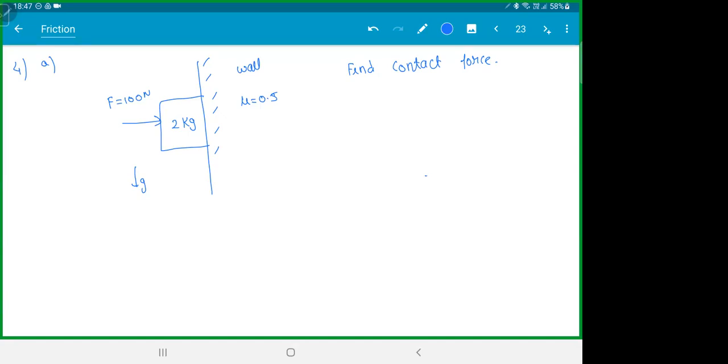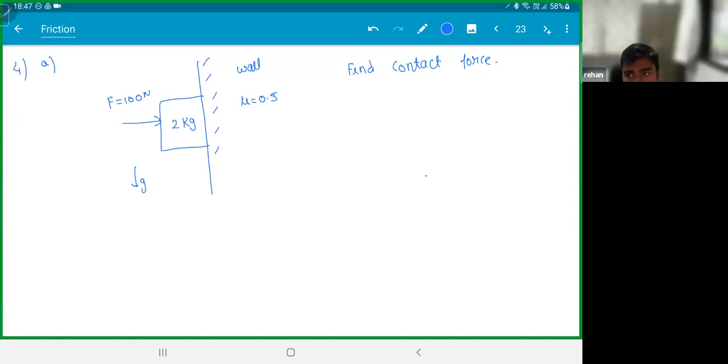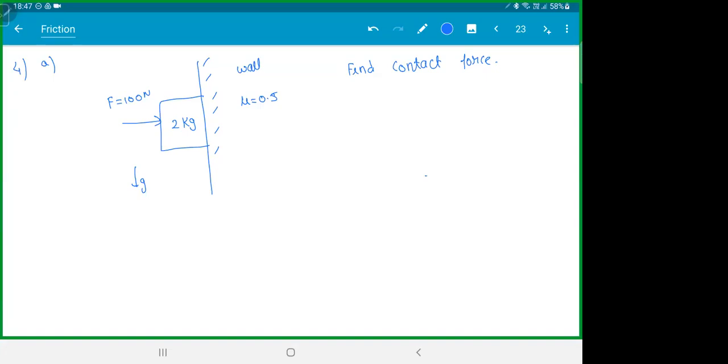Steps are same. Always start with a free body diagram. Oh, Adrit got root over 10,400. Arjun got 20 to 51. I'm expecting answers in roots. So even I got root 10,400. So let's see. First thing, free body diagram.